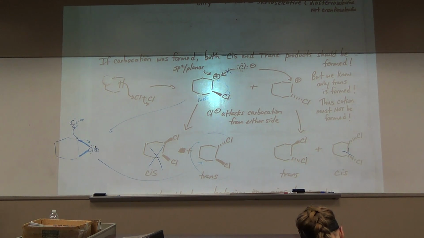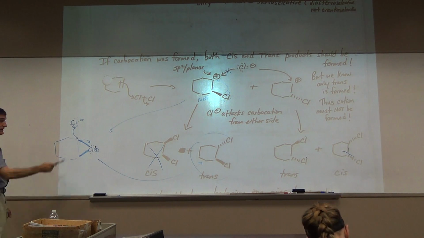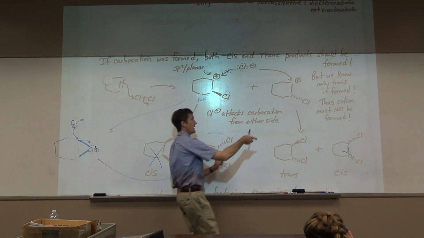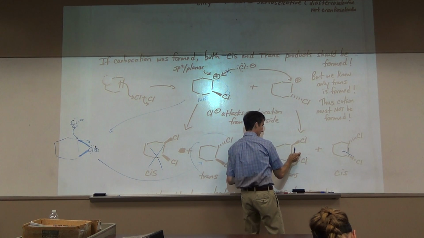And so the mechanism that we've been saying for 2 pages and 2 days now explains why we only get trans. Same way over there, you would only get trans. Because if that chlorine back bonded, both bonds would be back and the new chlorine would come in front and you would end up with trans.